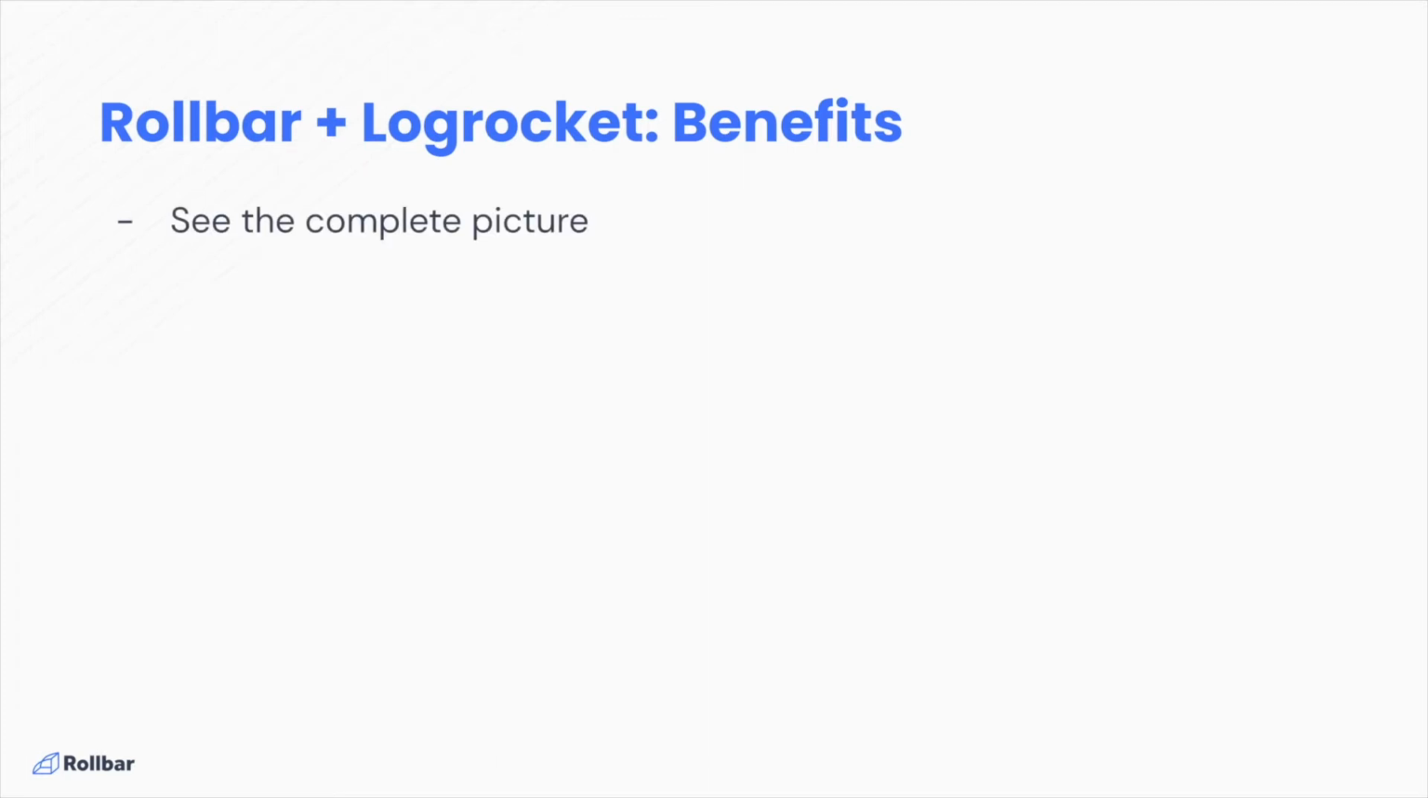Rollbar provides a lot of contextual data about front-end errors, like what code was running at the time of an exception, who wrote that code, how many times you've seen an error before, and when you first saw it. But with LogRocket, you really complete the picture.